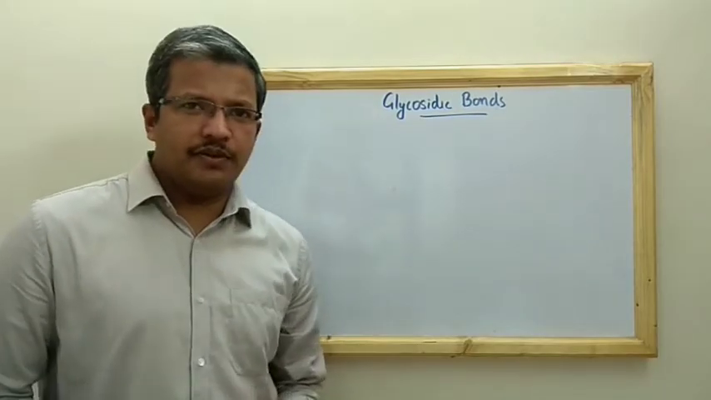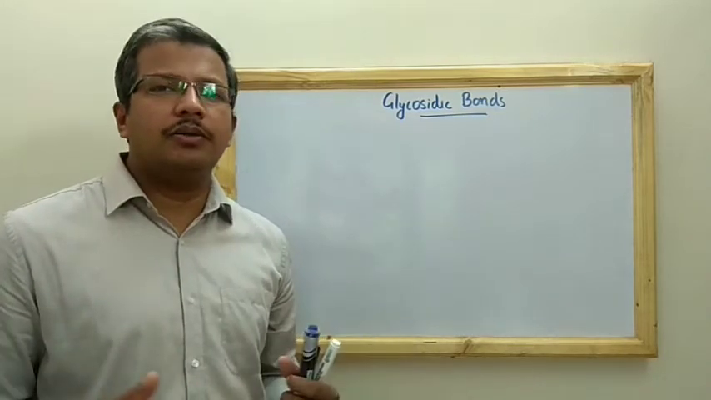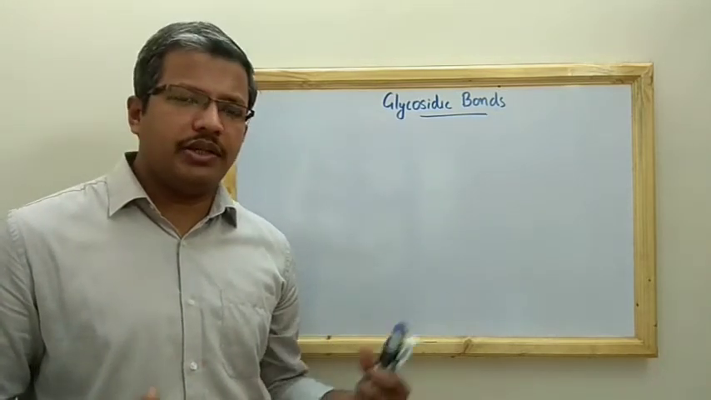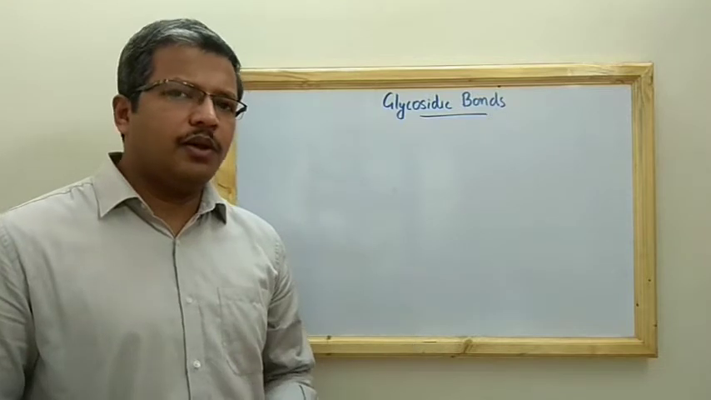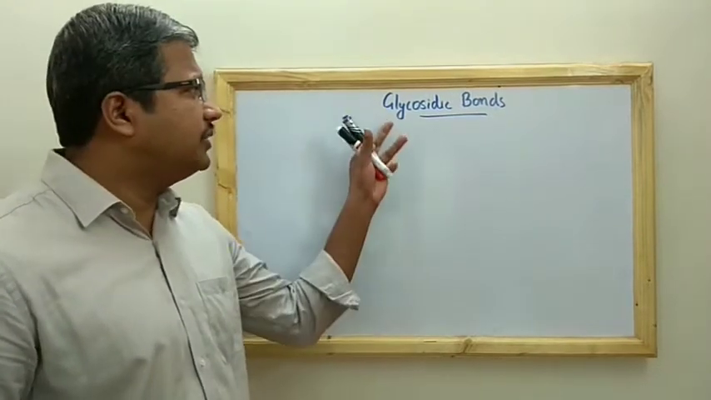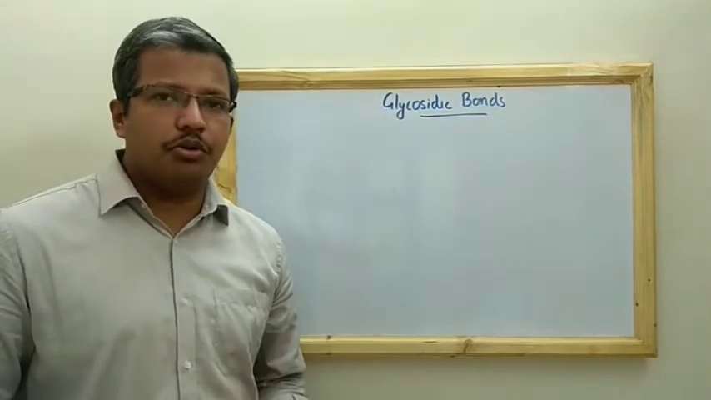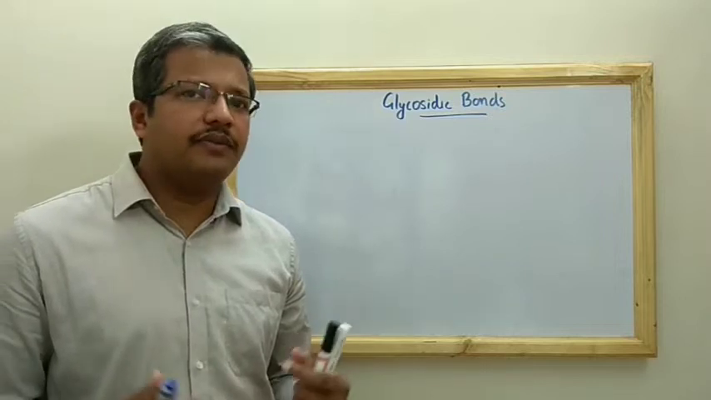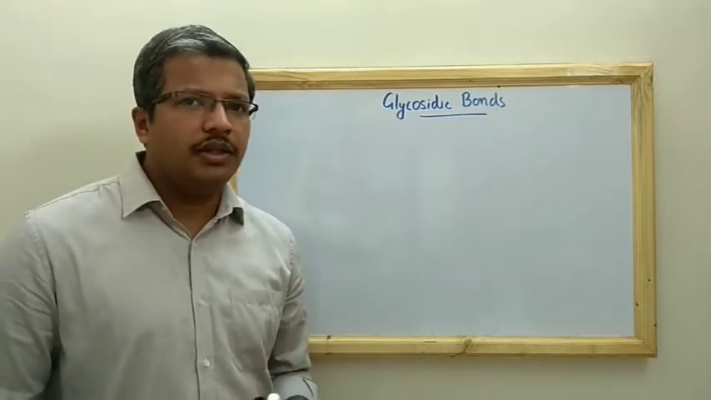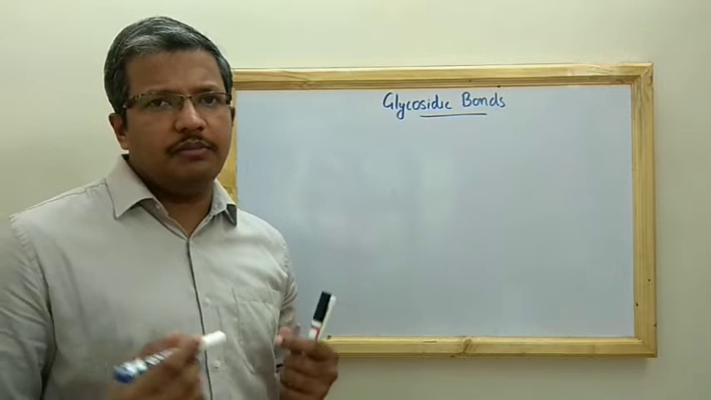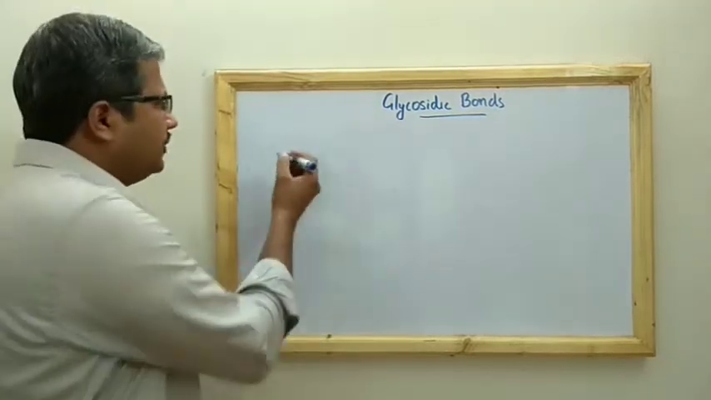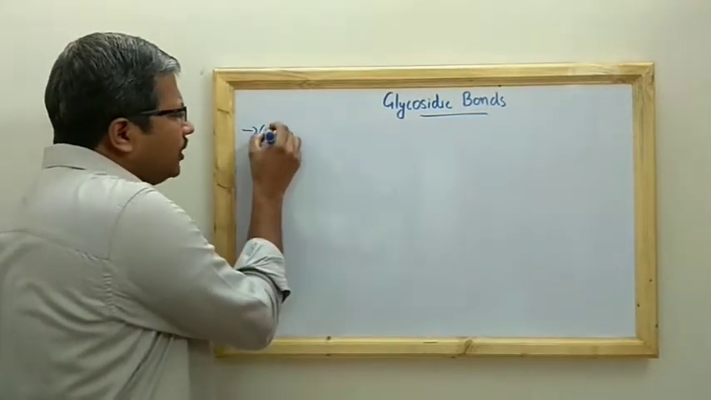Welcome dear students. So far we have learned about the different types of monosaccharides and their features. Now we are moving into different types of glycosidic bonds. First of all, we can define the glycosidic bond. A glycosidic bond is nothing but a covalent bond.